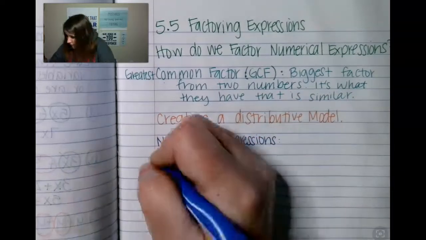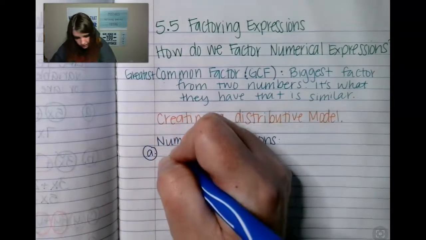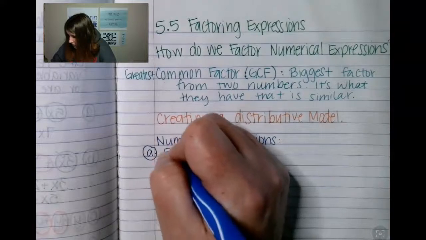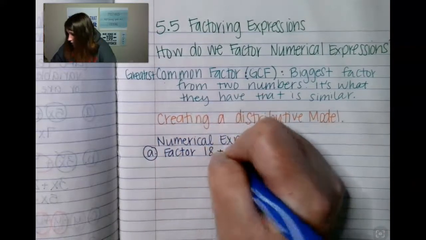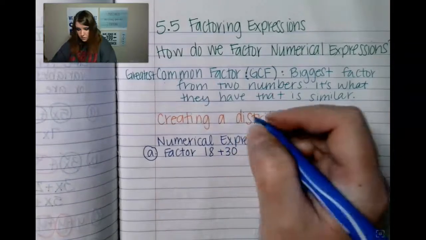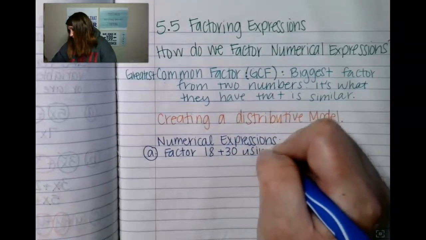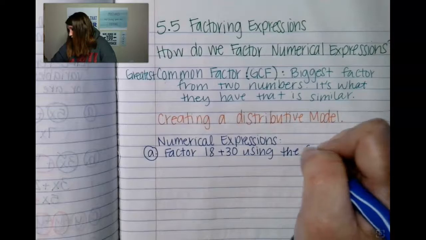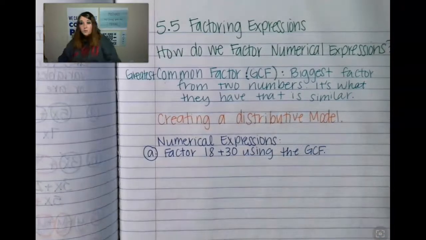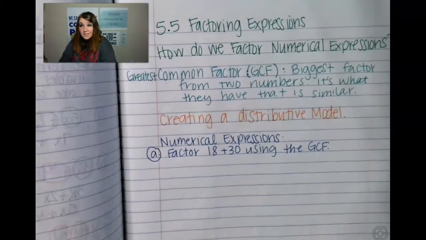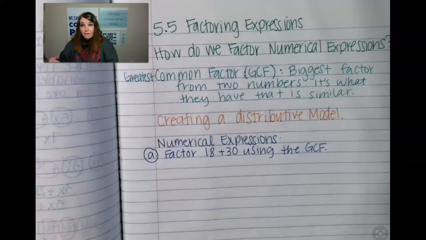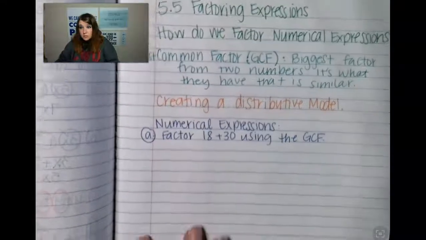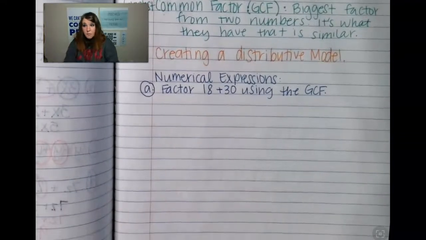Okay, for example, let's talk about this. We have something that looks like this. It says to factor 18 plus 30 using the GCF, or the greatest common factor, which is the biggest number that two numbers can multiply to have. So we're going to be creating the greatest common factors. So I have factor 18 plus 30.